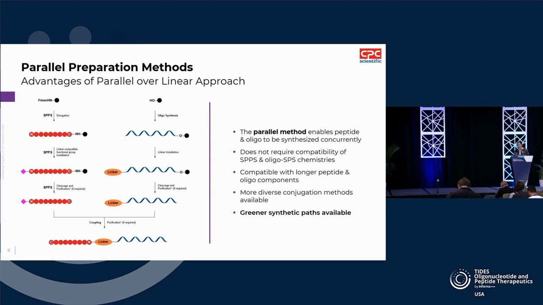You can also accommodate longer peptides, longer oligos, and you have diverse conjugation methods in order to be able to link these two. So you can really use the variety of possibilities out there, depending on your functionality, the needs that you have. So the importance of using a parallel approach in POC assembly is that you can then get greener and more efficient pathways for the synthesis overall, because you can approach the optimization of each of these components independently.